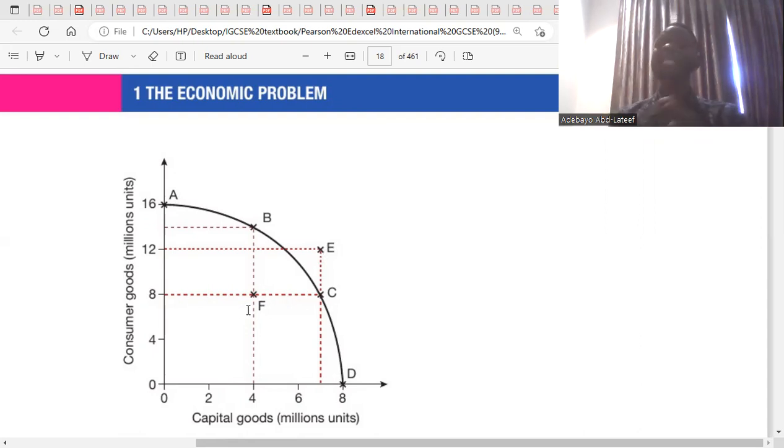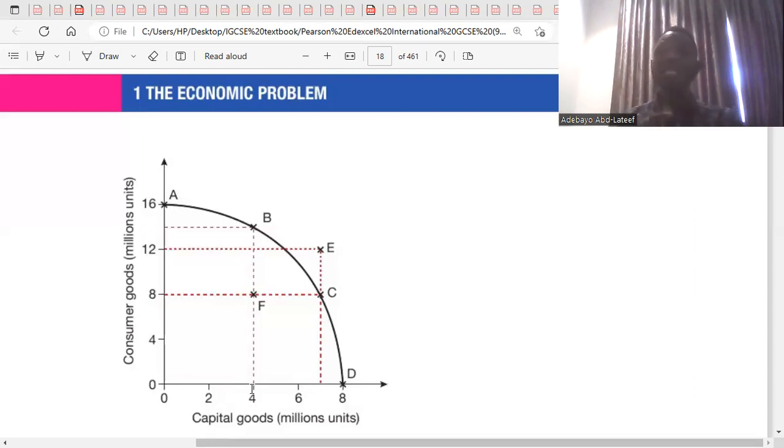At F, the economy will be able to produce consumer goods of 8 million and capital goods of 4 million. But what is the implication here? The implication here is that the production is inside the PPC. What does that imply? It implies that the economy is not fully utilizing its resources. That means all resources are not employed. That is why the point is inside. Do you get the point?